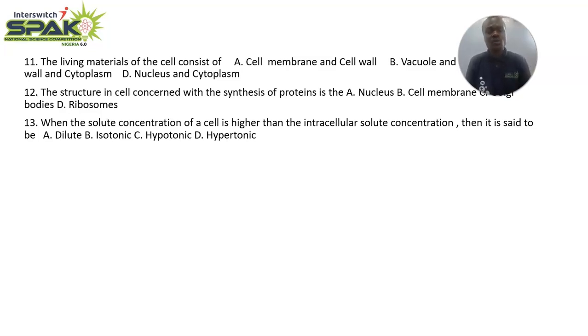So when the solute concentration of a cell is higher than the intracellular solute concentration, the cell is said to be hypertonic.